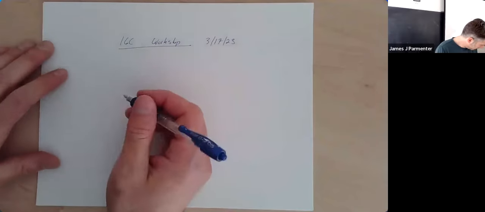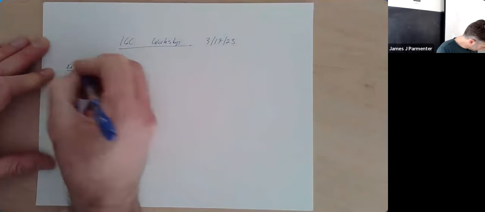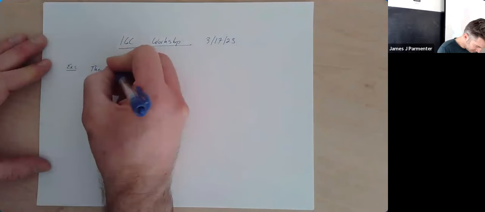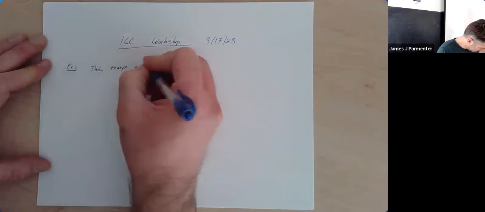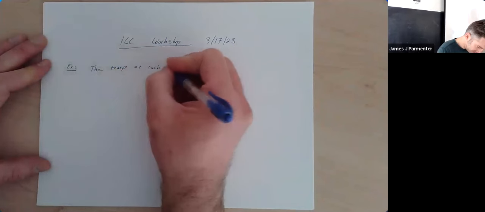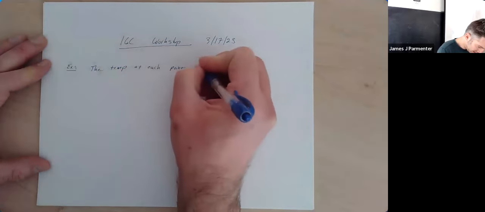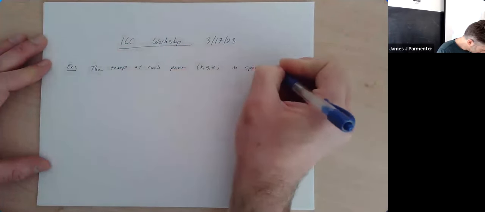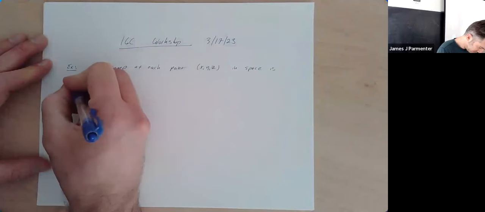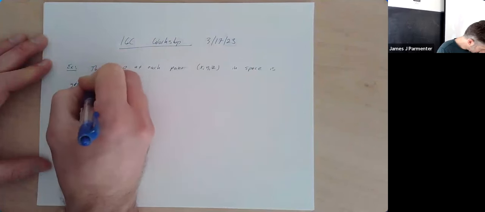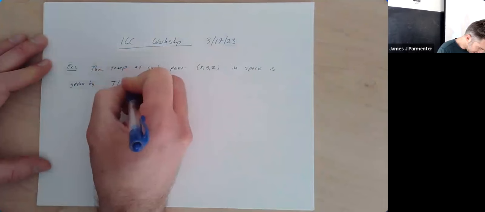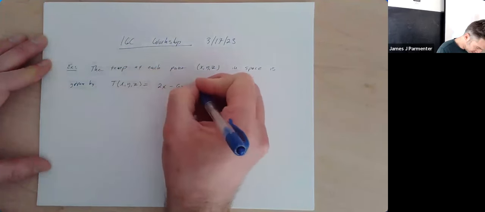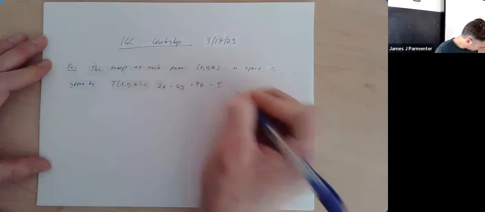So let's look at this problem. Say we have, where'd you go? Sorry. The temperature at each point x, y, z in space is given by T(x, y, z) = 2x - 6y + 9z - 5.